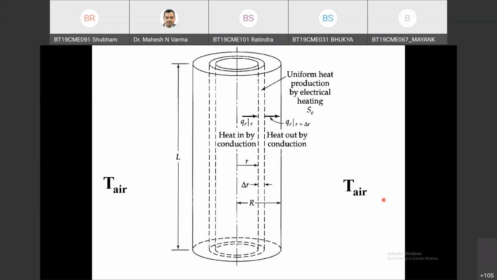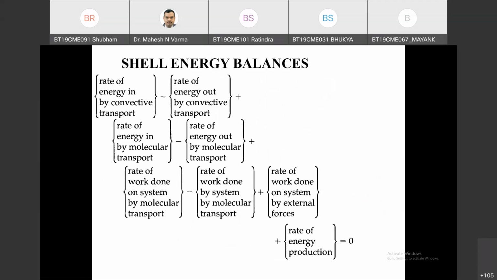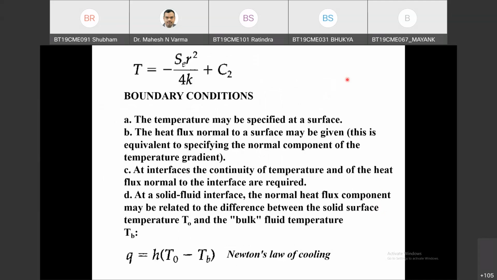So for this problem, this is exactly similar. Flux profile will be similar, only the temperature profile is changed. So it will be a combination of this modified boundary condition and this boundary condition. Now assume that surface temperature is T0 and bulk temperature is TB. Instead of TB, it is T air, and this is the flux. Flux is related with the heat transfer coefficient, surface temperature, and bulk temperature. This is Newton's law of cooling.